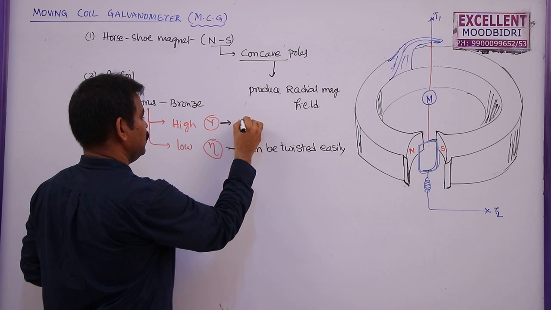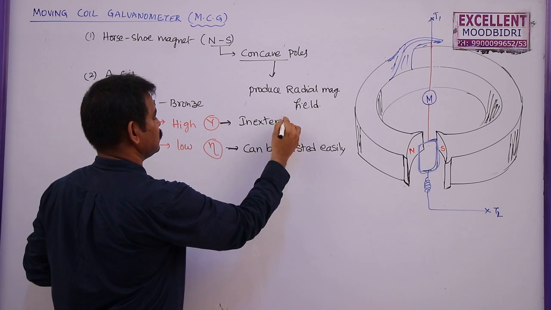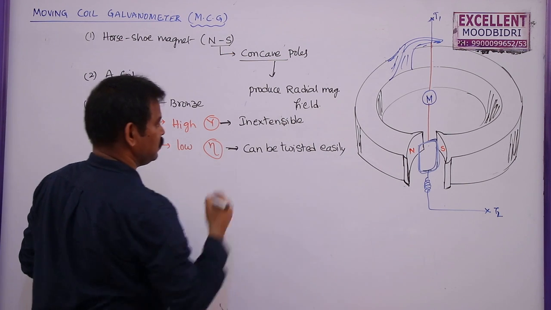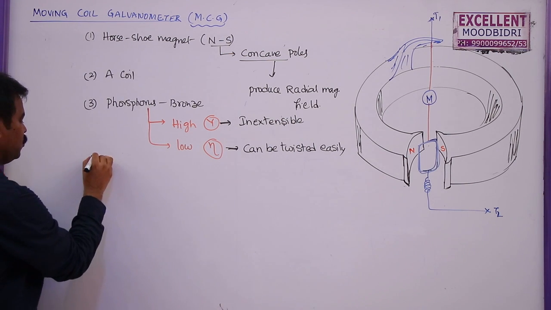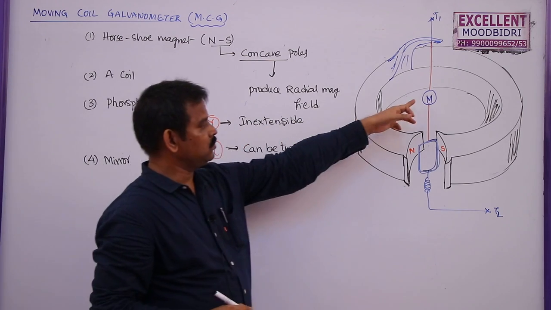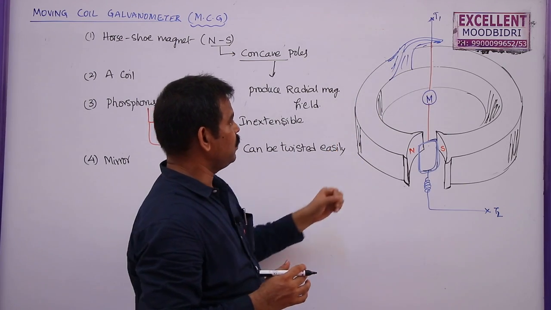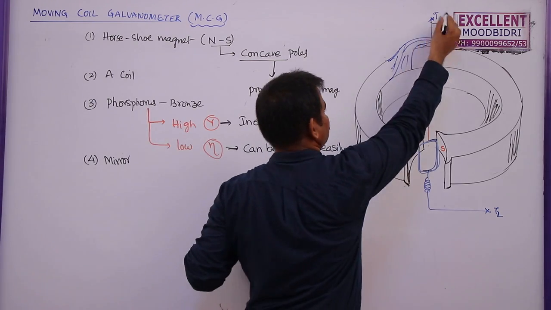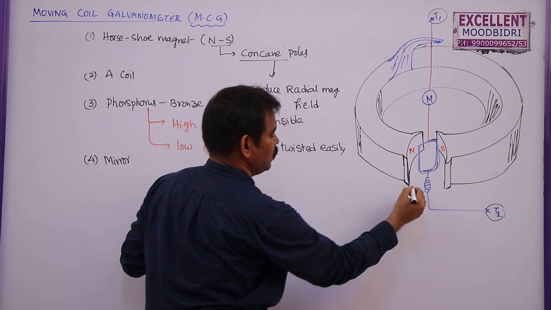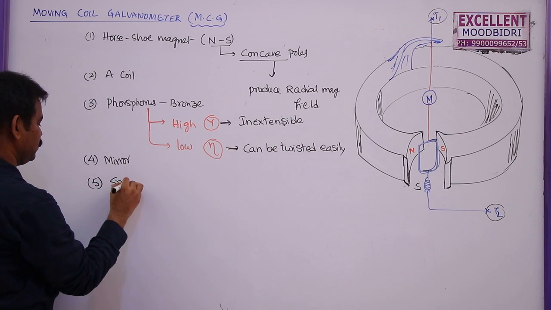And this is inextensible. We cannot extend this one easily. So after that we have the fourth one, we have a mirror here, and by using this mirror we can find the deflection produced here. This is a volt type of galvanometer. So these are the two terminals which are going to connect in the circuit, and we have a spring here. So this is a spring.